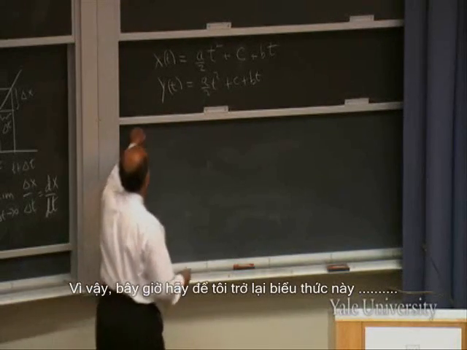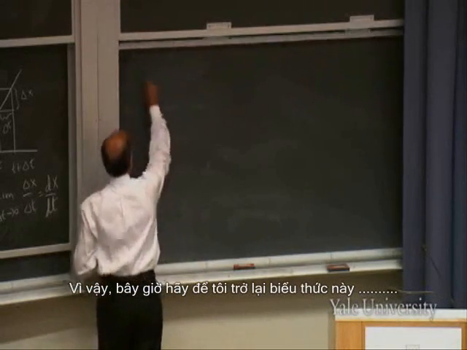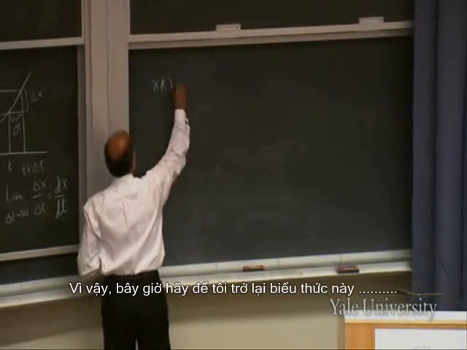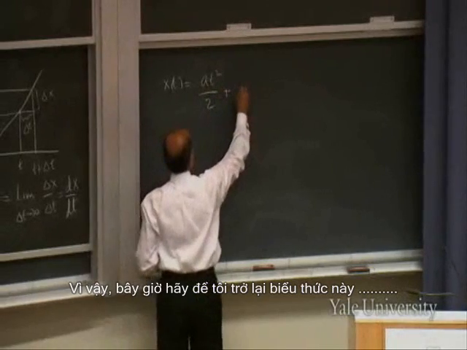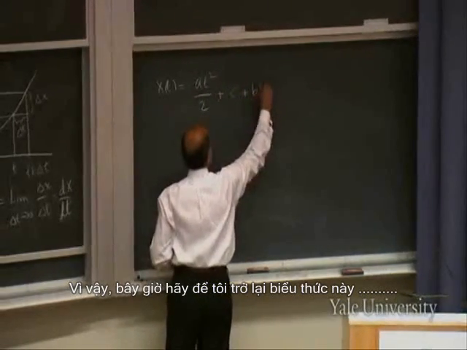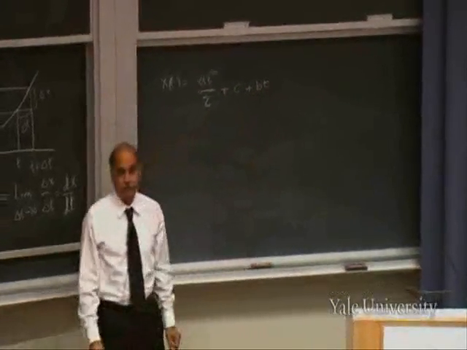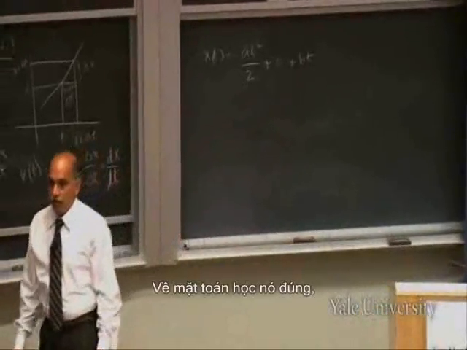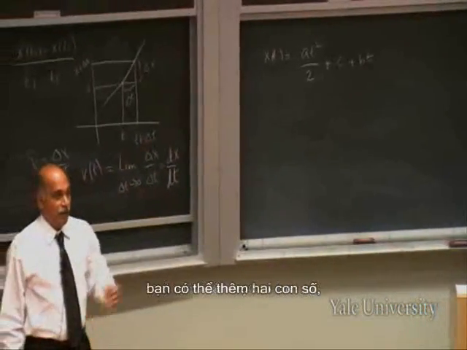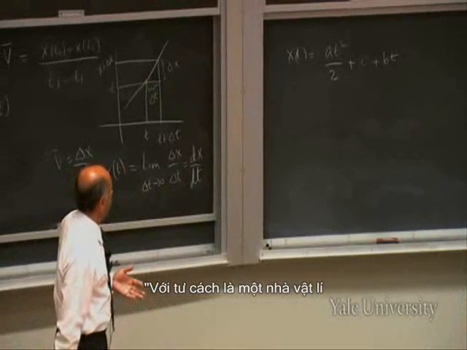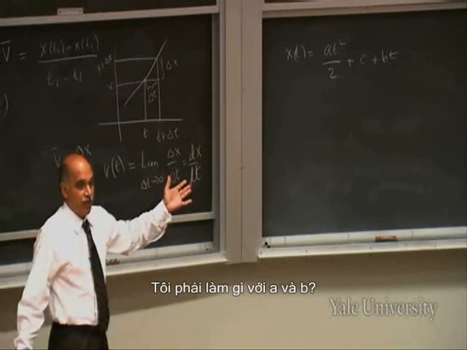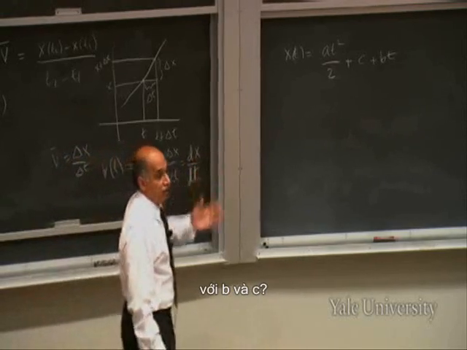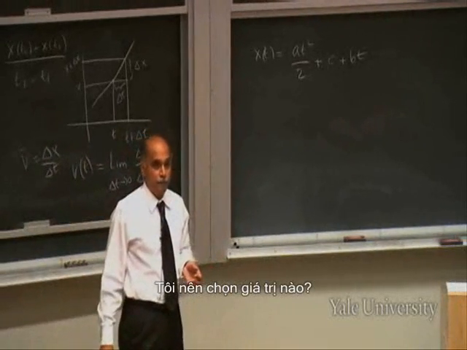So let me go back now to this expression. x of t equals a t squared over 2 plus c plus bt. It is true, mathematically, you can add two numbers, but you've got to ask yourself, what am I doing as a physicist when I add these two numbers? What am I supposed to do with this b and c? What value should I pick?